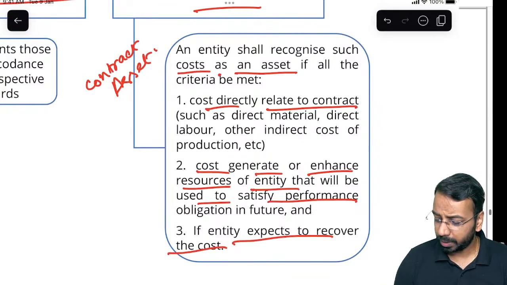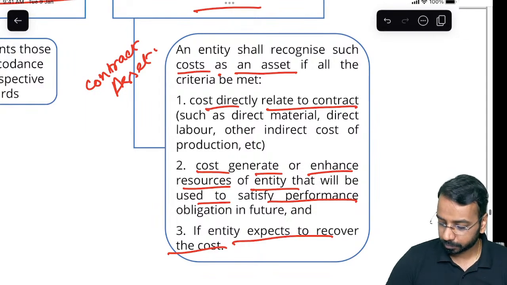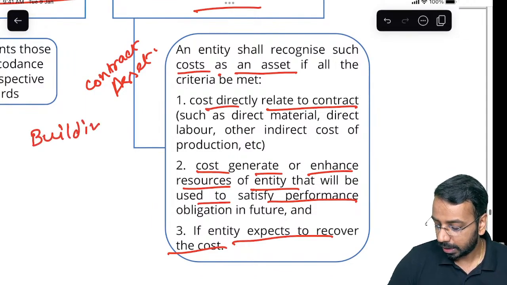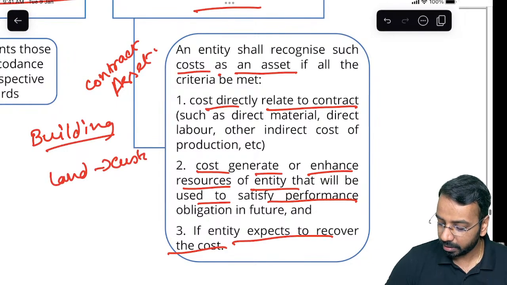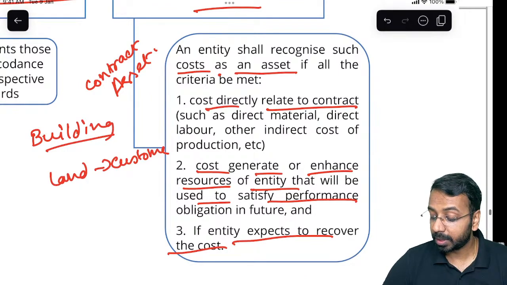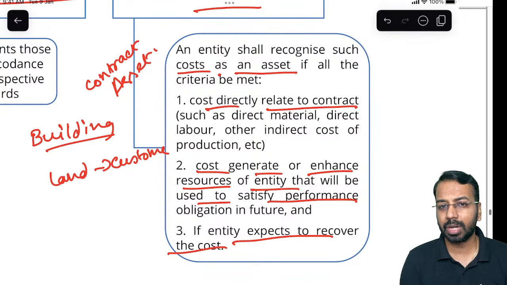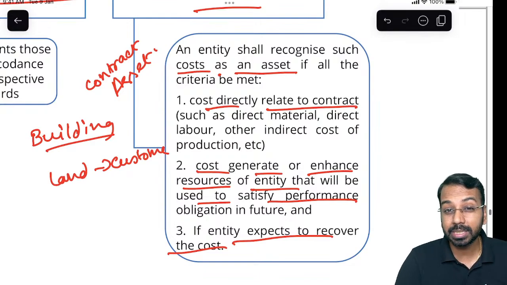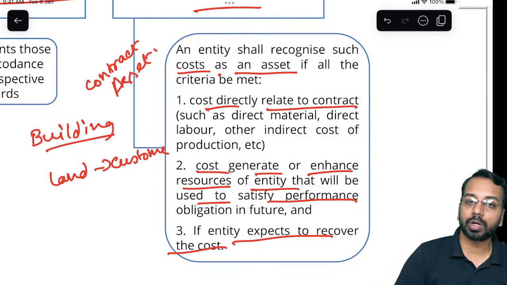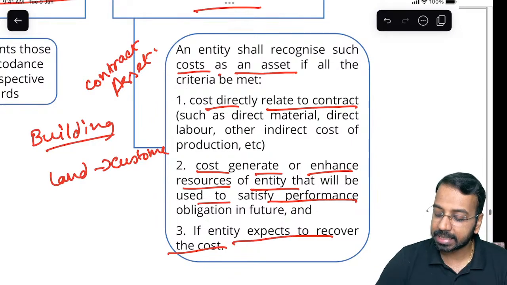A simple example could be, let us say there is a building contract, land belongs to the customer, and as and when we construct the building, the customer obtains control. When the customer obtains control, I will not recognize that as an inventory because I am not selling inventory. I am providing a construction service. Now there I have incurred a lot of cost. So that I will recognize as a contract asset.